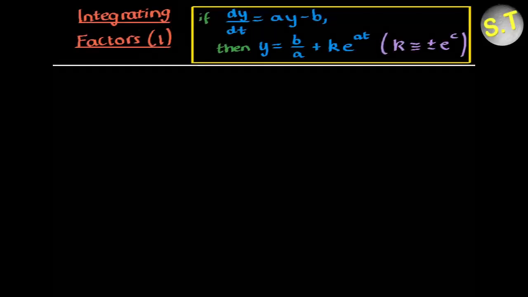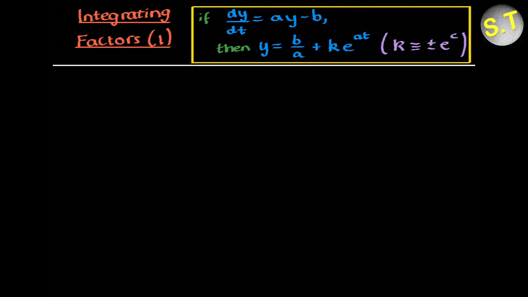Okay, so in the last video we took a look at ODEs and we found that the general solution to a first order ODE in this form can be given by this, k is equal to plus or minus e to the z. In this video we're going to take a look at how to solve some slightly more complicated problems by using integrating factors.